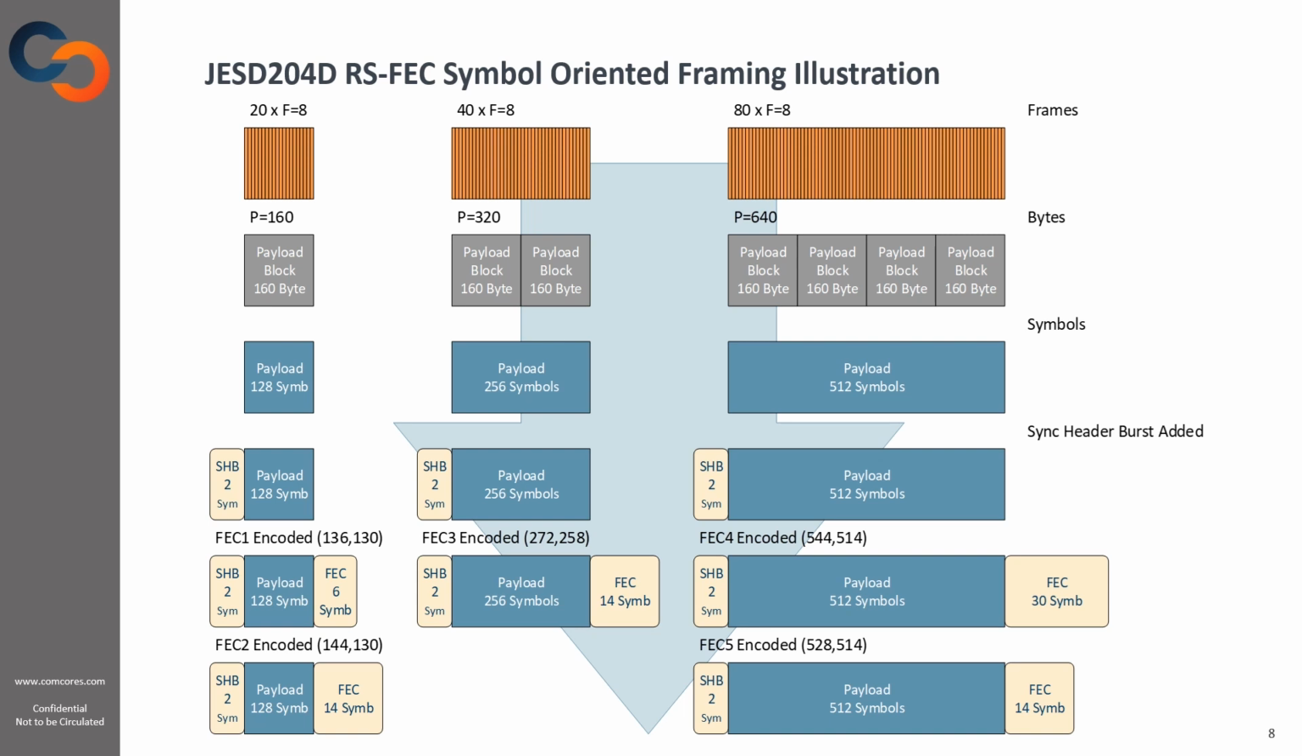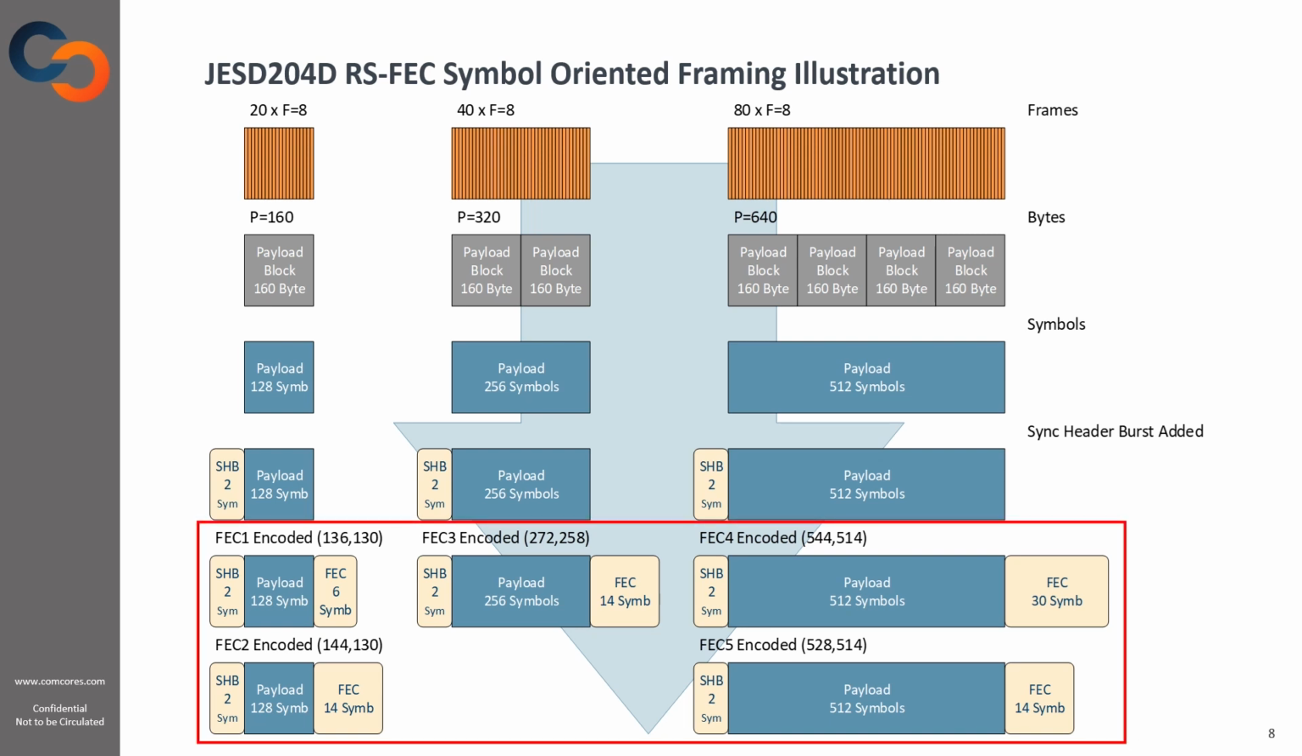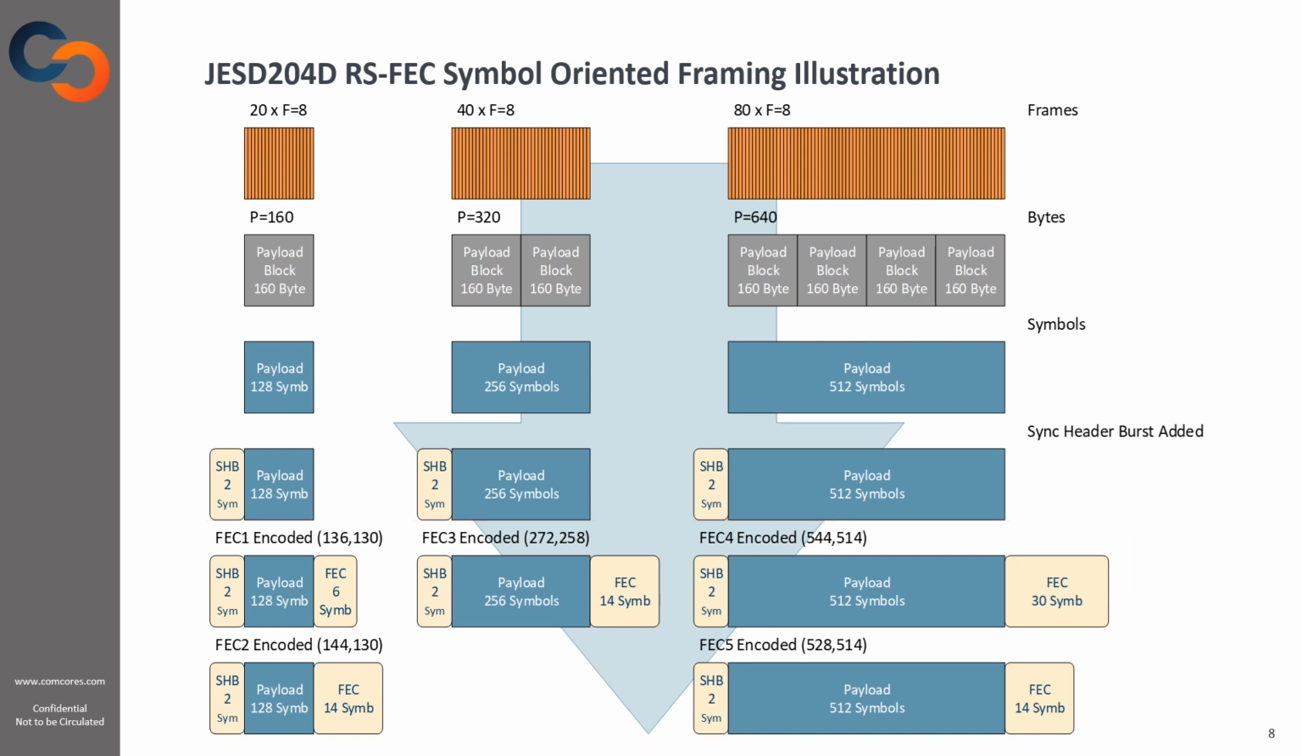So we can see the transition from 160 byte blocks, or a number of them, into the payloads in blue. These payloads will get prepended with the sync header burst of 2 symbols. This sync header burst carries a constant bit pattern and an end of alignment block indication inside of it. And finally, this, as a message, gets passed to the RS-FEC encoder, and different lengths of FEC parity get appended onto the end of the message to form the FEC code word, depending on which FEC mode is being used.